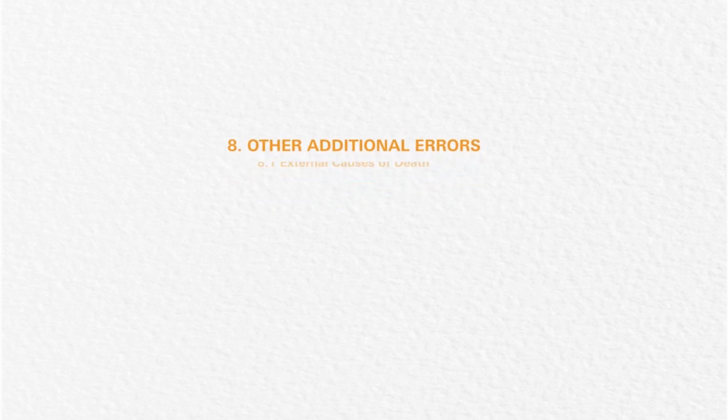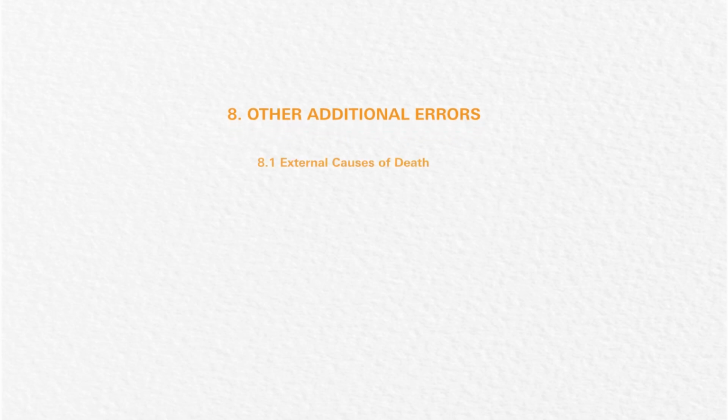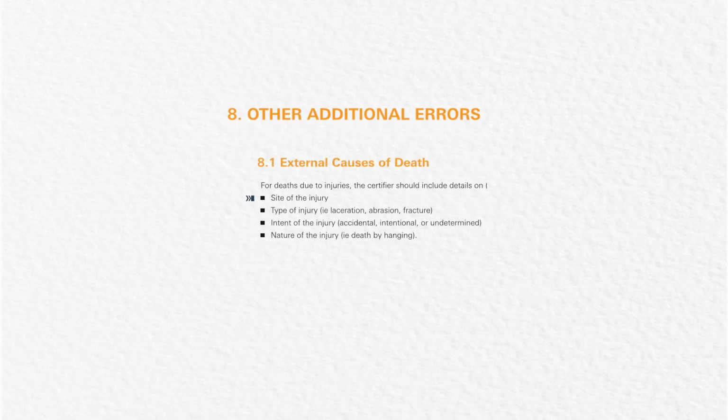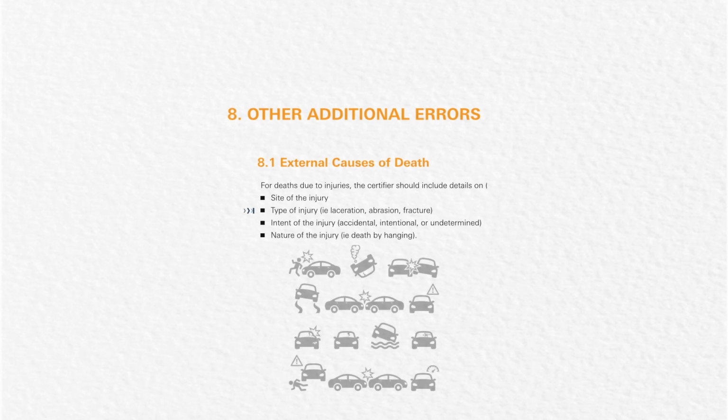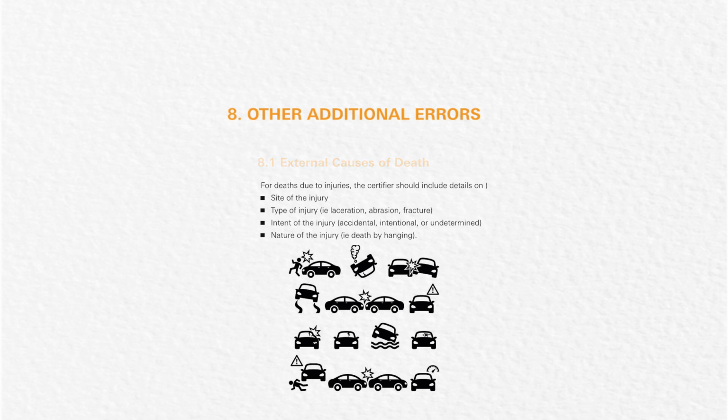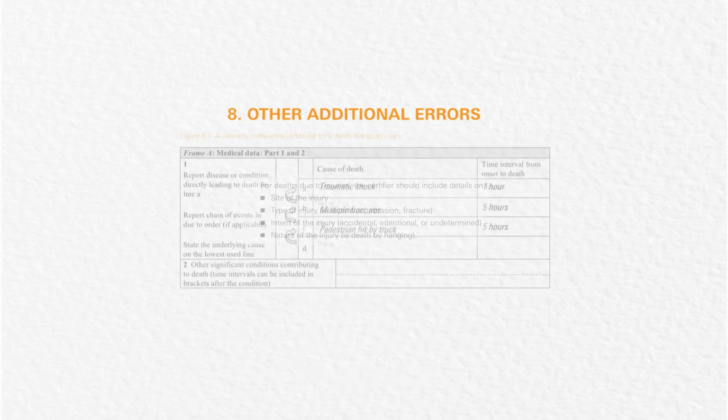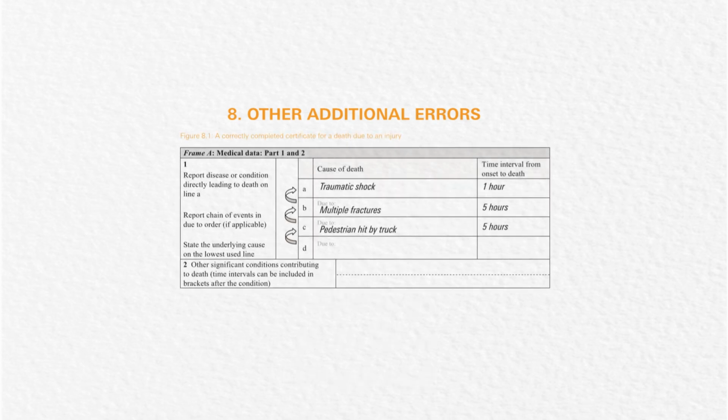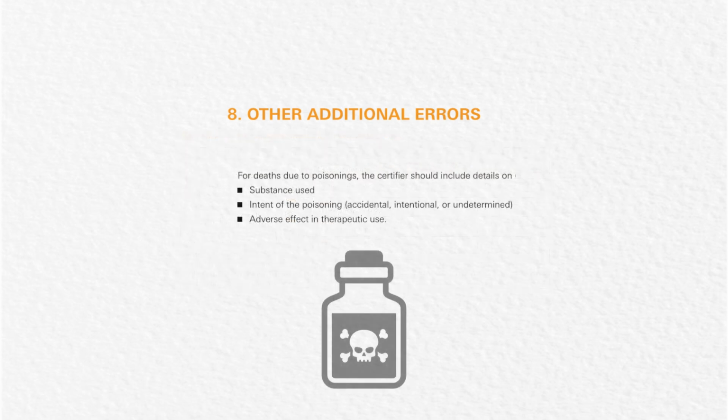Number 8. Other additional errors. Under this category we have 6 subcategories. Number 1. External causes of death. For deaths due to injuries, the certifier should include details like site of the injury, type of injury, that is laceration, abrasion, fracture, intent of the injury, that is accidental, intentional or undetermined, and nature of the injury, for example death by hanging. Now let's look at an example where a pedestrian hit by a truck is the underlying cause of death, which led to multiple fractures and ultimately traumatic shock, which was the immediate cause of death.